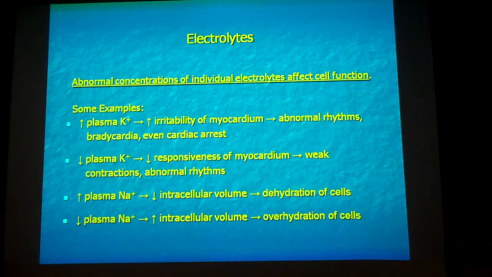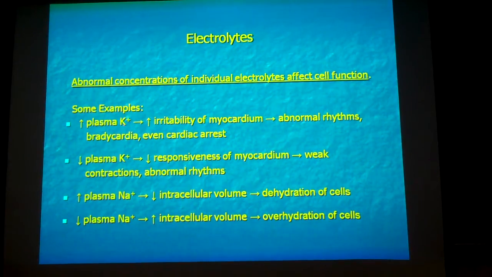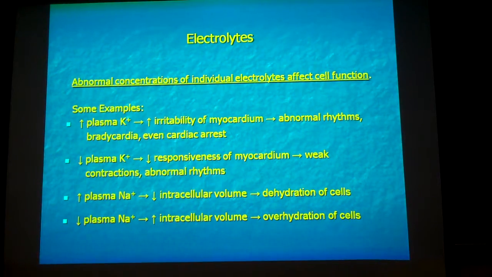Now, abnormal concentrations of individual electrolytes affect cell function. So here are just some examples with just potassium and sodium. If we increase the concentration of potassium ion in plasma significantly, we run the risk of increasing irritability of the myocardium, which produces abnormal rhythms, could produce a bradycardia, even can produce cardiac arrest.